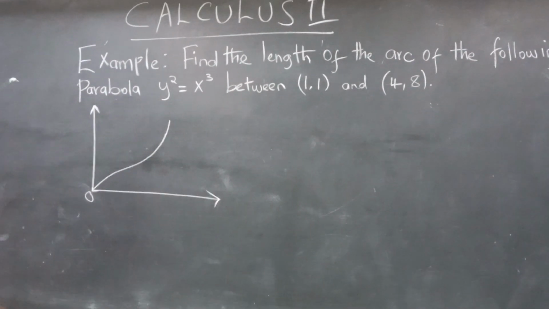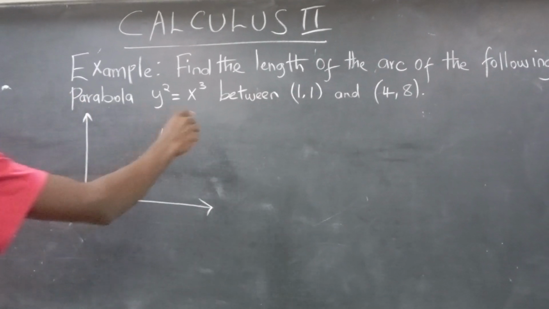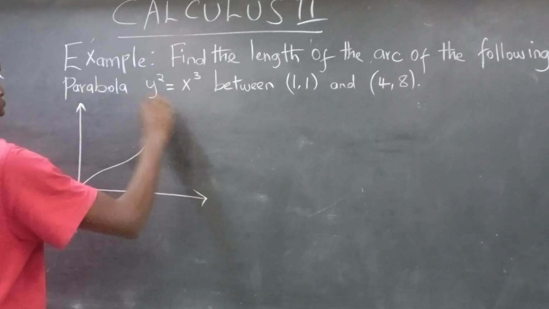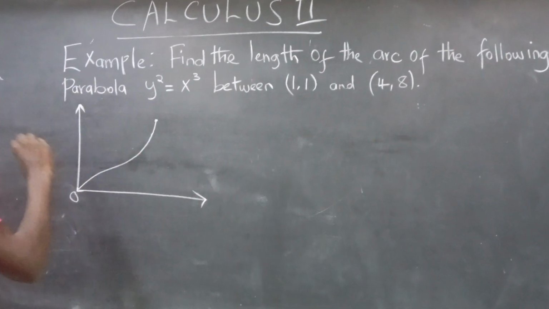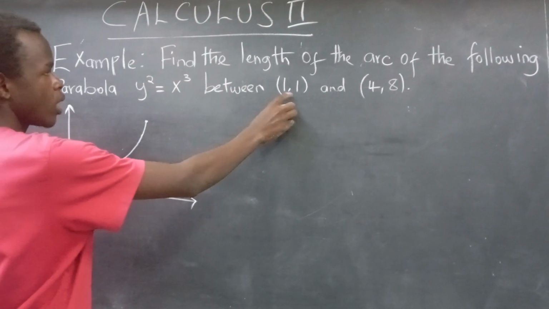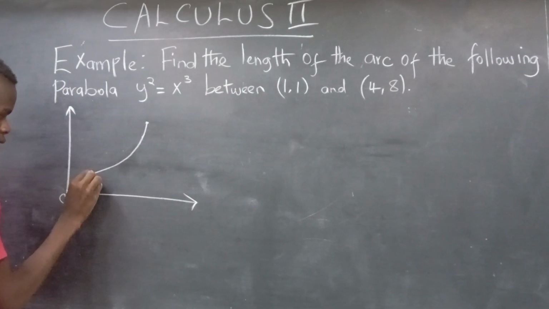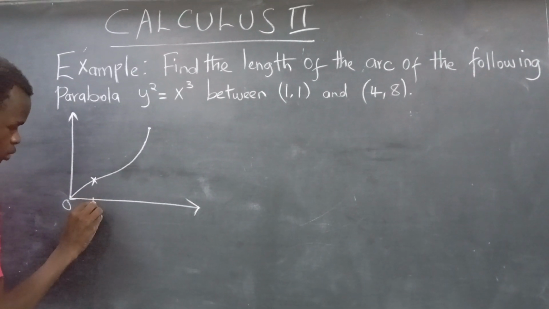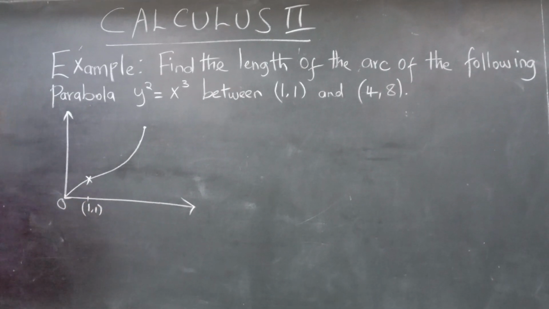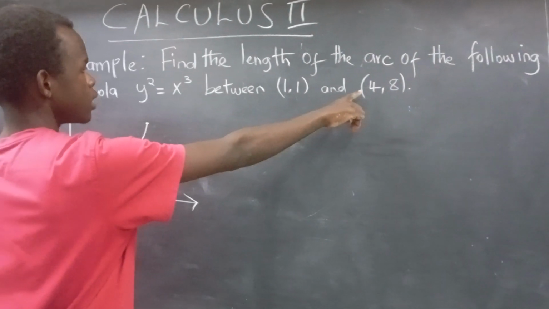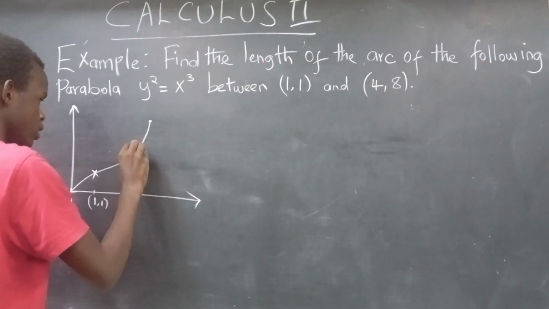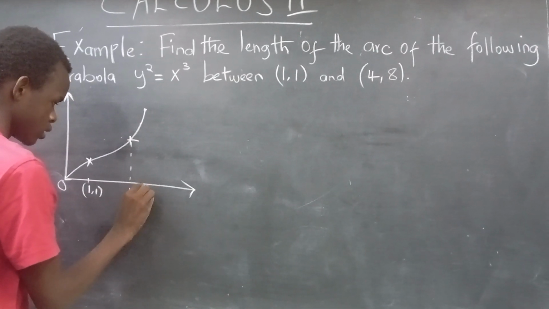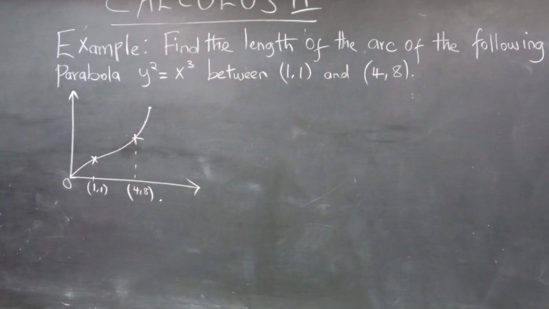So we are told to find the length of the arc of the following parabola, from the origin to this point. But now I'm being given the interval. Let me say that is my first coordinate, 1, 1, and 4, 8. Let me say this is my second coordinate. It's 4, 8.